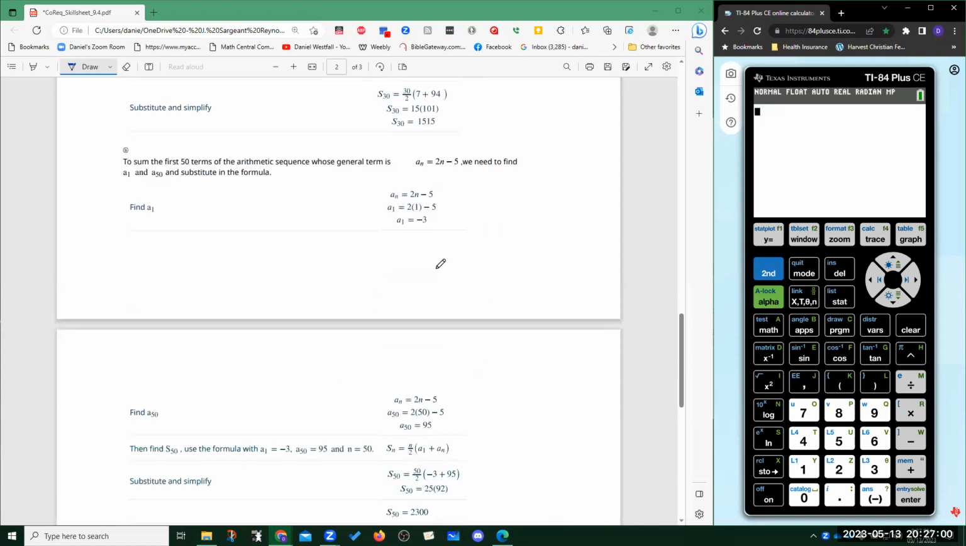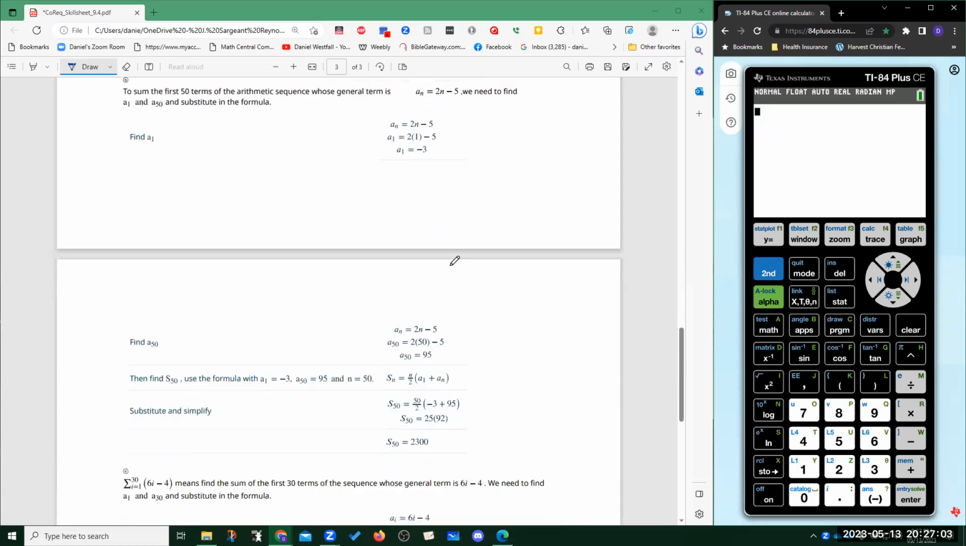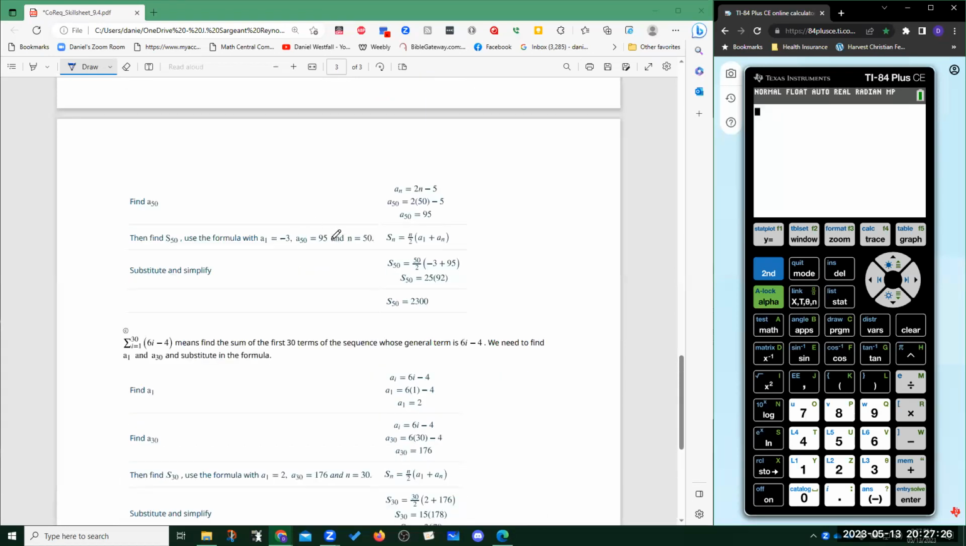Let's do part B. The sum of the first 50 terms of the arithmetic sequence whose general term is AN equals 2n minus 5. We need to find A1 and A50 and then substitute into the formula. So A1 is going to be 2 times 1 is 2, minus 5 is negative 3. A50 is going to be 2 times 50 is 100. 100 minus 5 is 95. Now that we have negative 3 and 95 and 50, we can go ahead and substitute into our formula here.